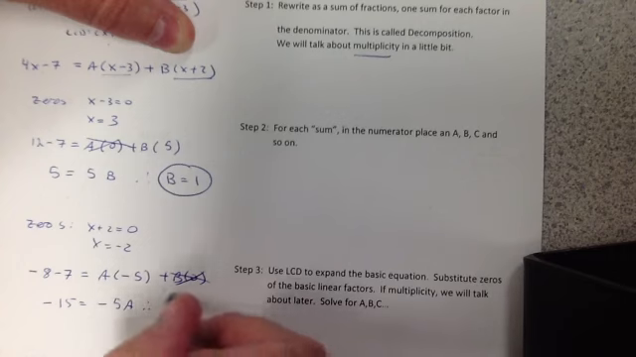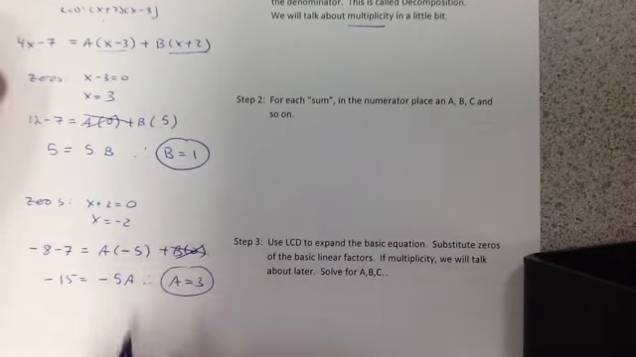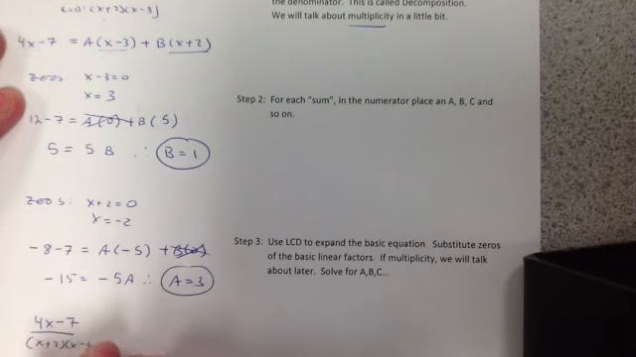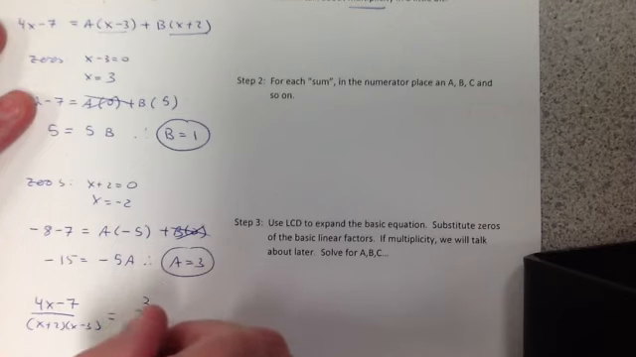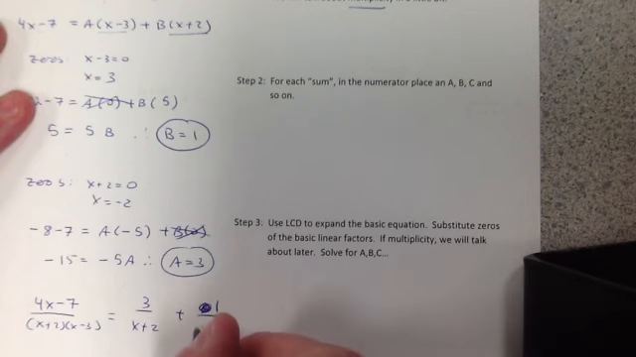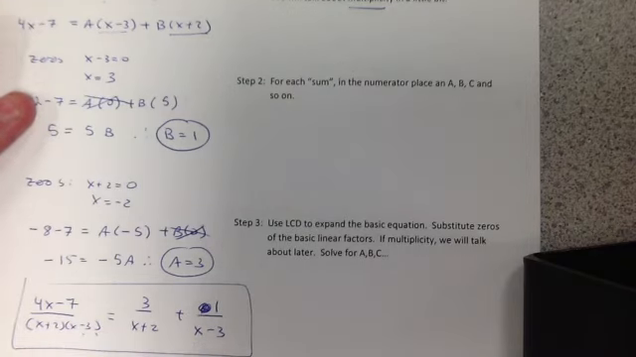A equals 3. And now we're ready to rewrite our fraction with our A and B. So we get 4x minus 7 over x plus 2, x minus 3. That could be written as a sum: A, 3 over x plus 2, plus B, B was 1, sorry about that, over x minus 3. So we rewrote this as a sum of two separate fractions right there. Decomposition, kind of like we do in chemistry.